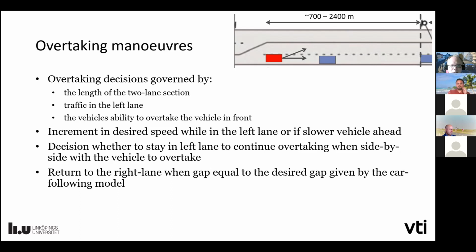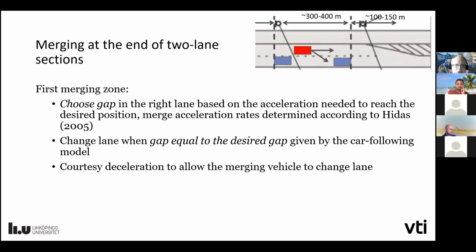And for going back, in this area here, it's looking at the car following model and the side gap, while when we get to the merging zone, then in the first, it's the side gap that we're looking for, but in the second zone, it would be accepting smaller gaps or higher decelerations.